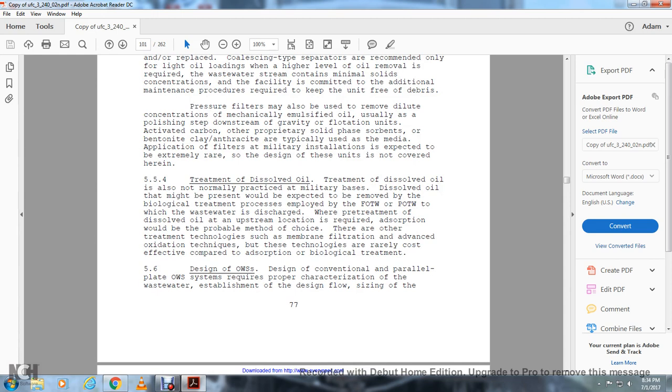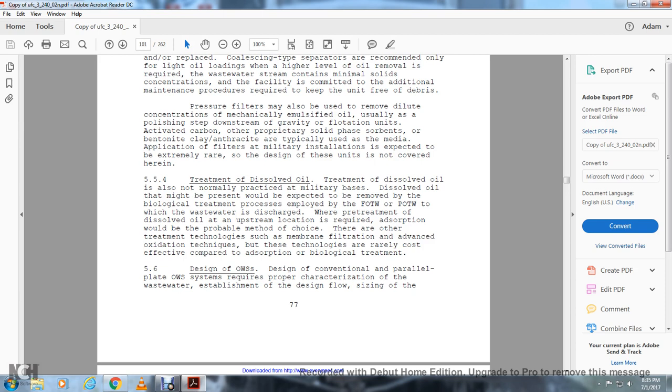Pressure filters may also be used to remove dilute concentrations of mechanically emulsified oil, usually as a polishing system for downstream gravity flotation units. Bentonite clay with anthracite is typically used for the media. Application of these filters in military installations is suspected to be extremely rare, but the design of these units is not covered herein.